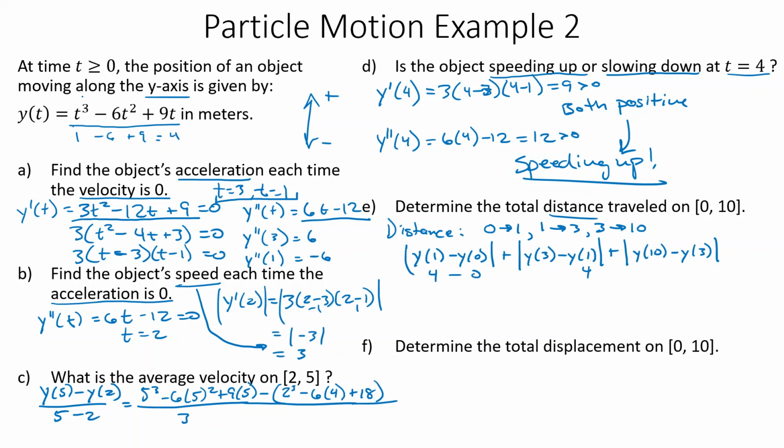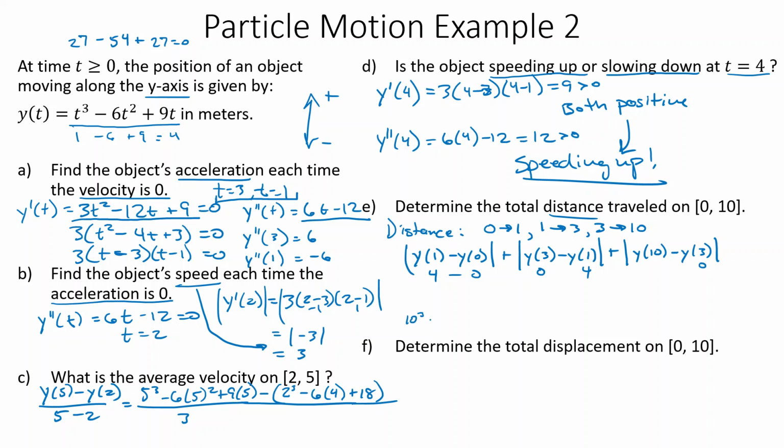y of 3, we get 27 minus, it's going to be 2 times 27, so minus 54, plus 3 times 9 is another 27. We get 0. Oh, that's interesting. And y of 10, I don't know if I have room here, but I'll do it down here.